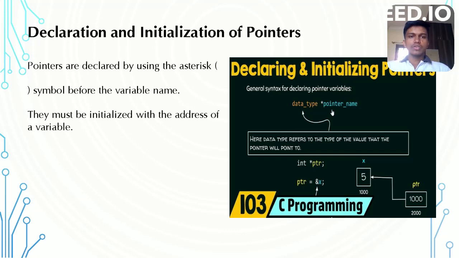Declaration and initialization of pointers. Pointers are declared by using the asterisk symbol before the variable name. They must be initialized with the address of a variable. The general syntax for declaring a pointer variable is data type followed by pointer name. Here, the data type refers to the type of the value that the pointer will point to. Here is a simple example: int *ptr = &x, where x holds the value 5 and the address of the variable x is 1000. ptr holds the address of the variable x, that is 1000.